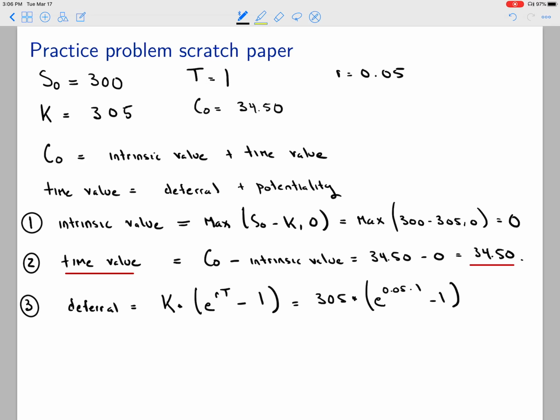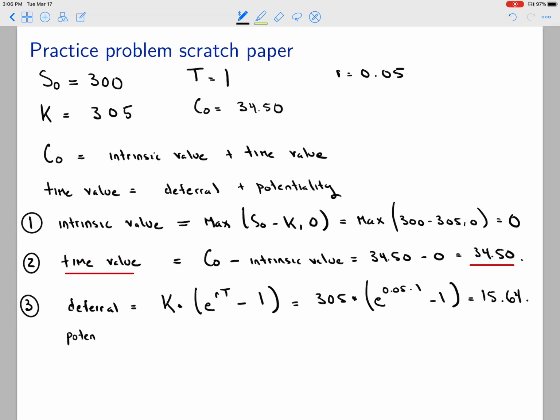This is going to be equal to, let me bring up my calculator here, 15.64. Okay, so if instead of paying K, 305, at date 0, you were to defer it to date capital T, you could have earned $15.64 on that $305. So the value of pushing this payment to the future is worth $15.64 to you.